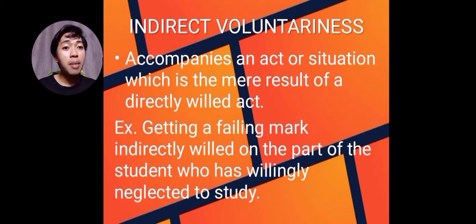So, an example of indirect voluntariness is a student who agrees to skip study, and that is the direct action. But the indirect result of it is that he gets a failing mark. So that is an example of indirect voluntariness. Okay?